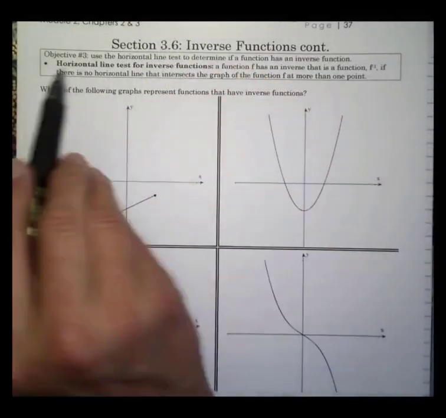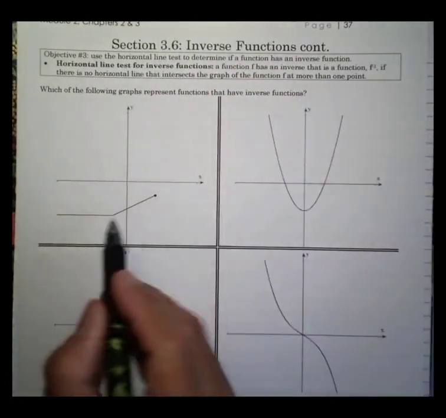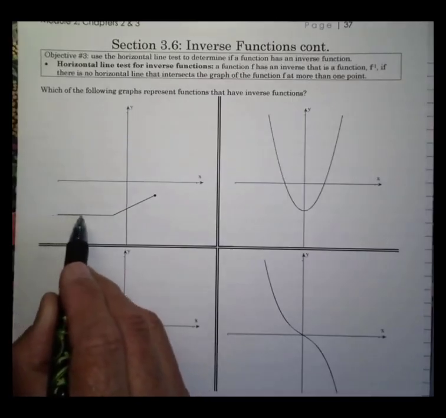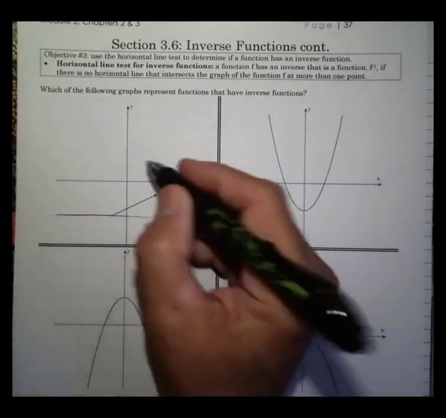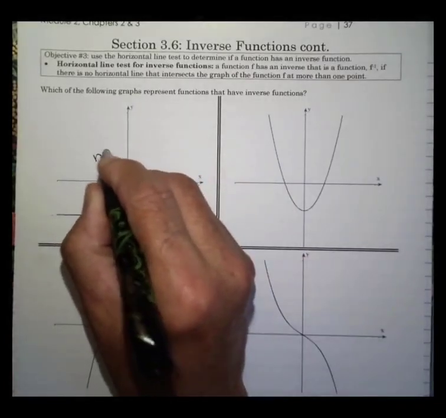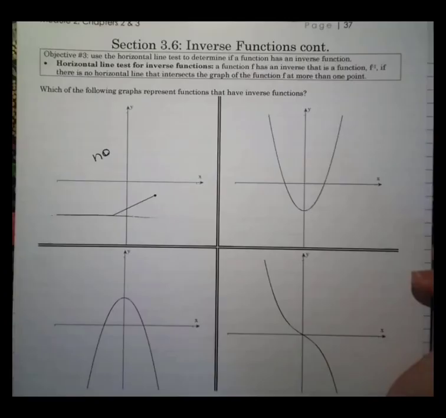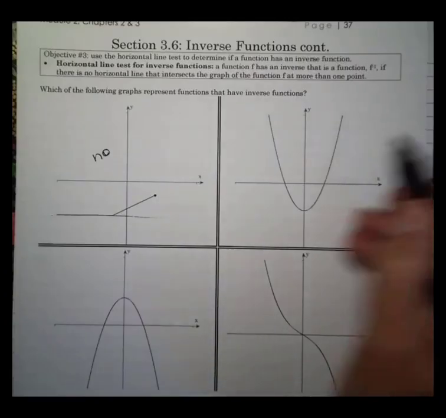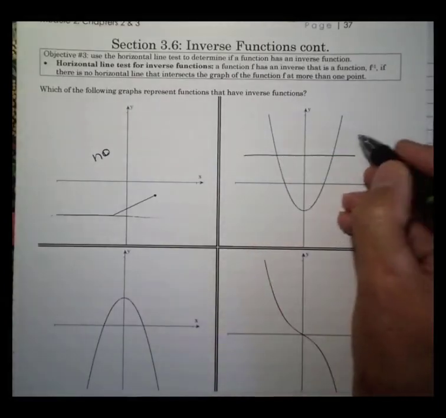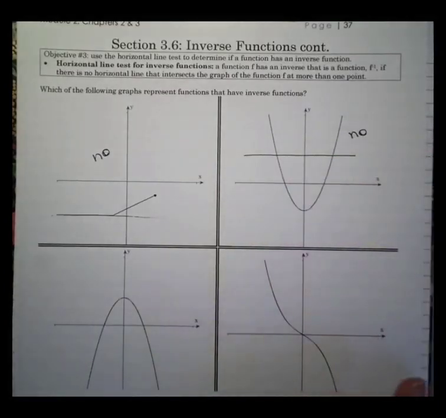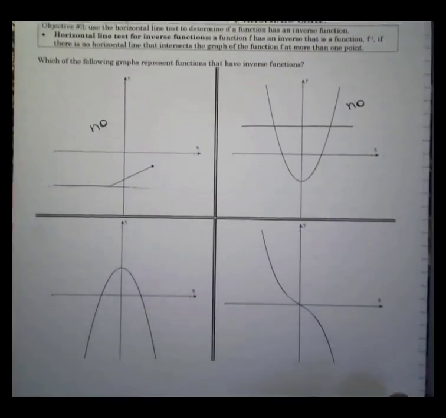Does that make sense? All right, so we're going to do a horizontal line test. This one, if I draw a horizontal line here, you can see I cross it multiple times. So no, this one doesn't have an inverse that is a function. Same thing happens here, and most parabolas are that way. A horizontal line crosses it more than once. It does not have an inverse that is a function.